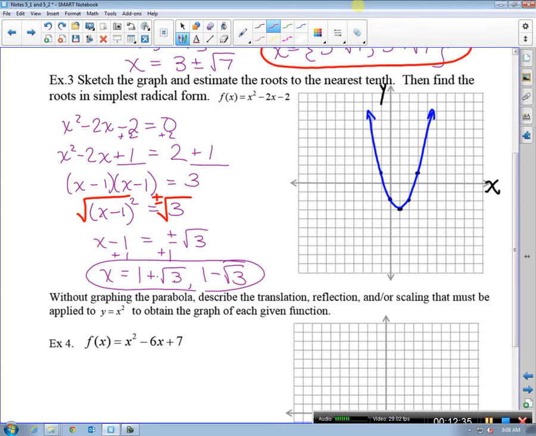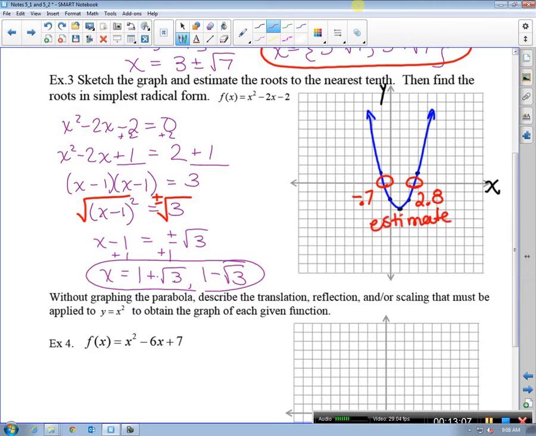They're asking me to look at the graph and estimate the roots to the nearest tenth. So you can see I've got a root there and a root there. And the more careful you were, the closer you're going to come to a decent estimate. So looking, I can see that this is maybe about negative 0.7. And the other one, let's see, 1, 2, I'm going to guess 2.8. So these are my estimates.